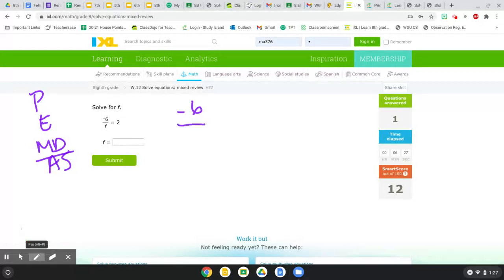I'm going to just rewrite it over here. So I'm going to have to move my variable first, which is not what we normally do. So right now it's saying divided by f, because remember I read top to bottom when I'm dealing with fractions.